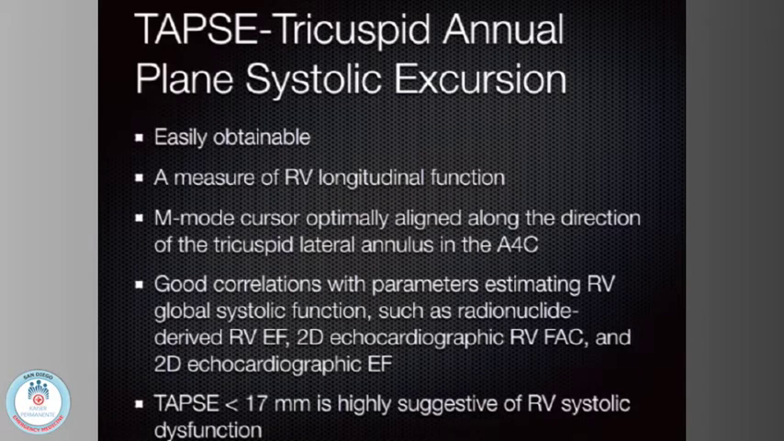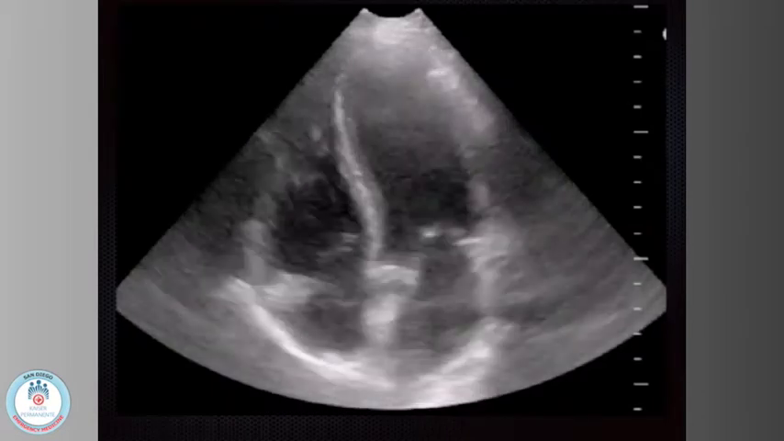While TAPSE is simple to do, it has really good correlation with other more complicated things like radionuclide studies and fractional shortening and all this other interesting yet way more complex stuff that is maybe outside of the realm of point-of-care ultrasound. TAPSE is very POCUS friendly. Very easy to do as long as you can pull up that RV.